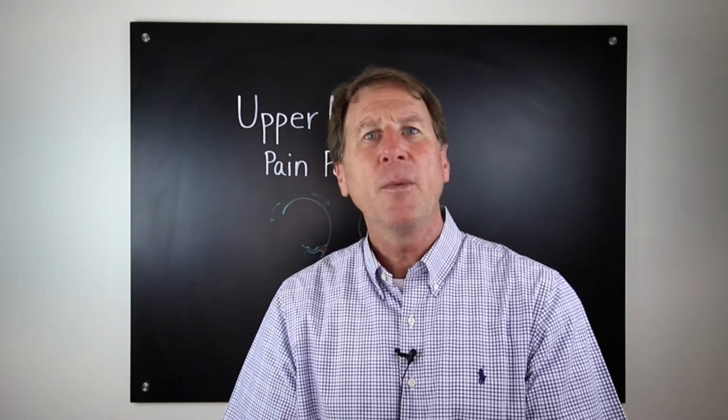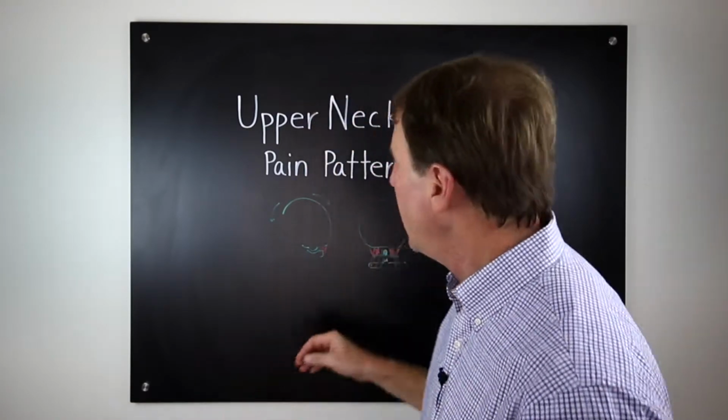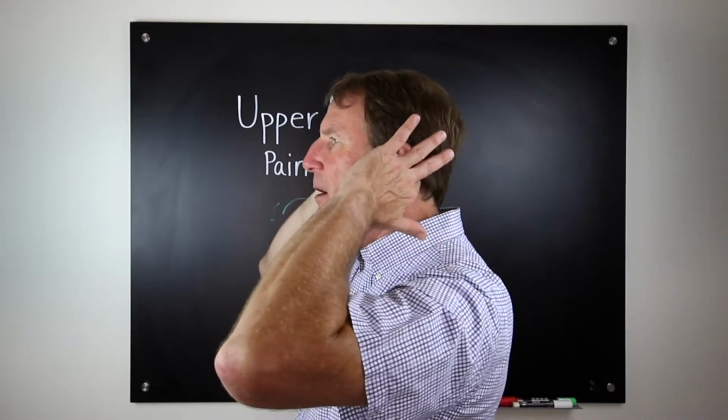What kind of symptoms? Well, the most obvious upper neck pain pattern is going to be pain in the upper neck. You're going to feel this right at the base of your skull. It's going to feel locked, it's going to feel tight, it's going to feel painful, it's probably a bit inflamed, it's probably a little bit tensed out.